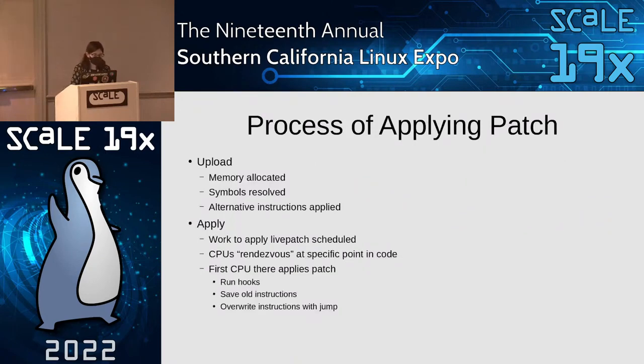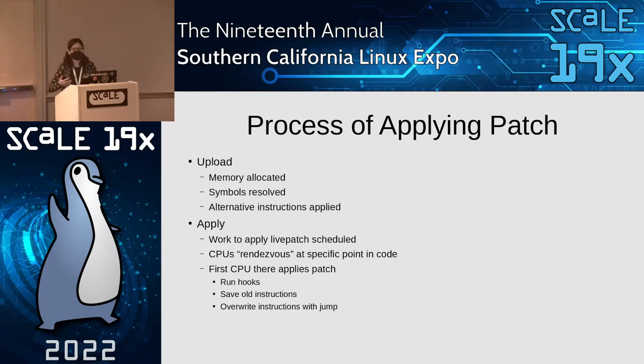So the process of applying a patch in Xen: you upload the patch, it allocates memory for the patch, it resolves the symbols, and then it applies the alternative instructions. When you go to apply the patch, there are work queues in Xen, so it schedules work to apply the live patch. Then within the code, like in the idle loop, the CPUs will check for live patch work and then all rendezvous at a specific point in the code, is what they call it.